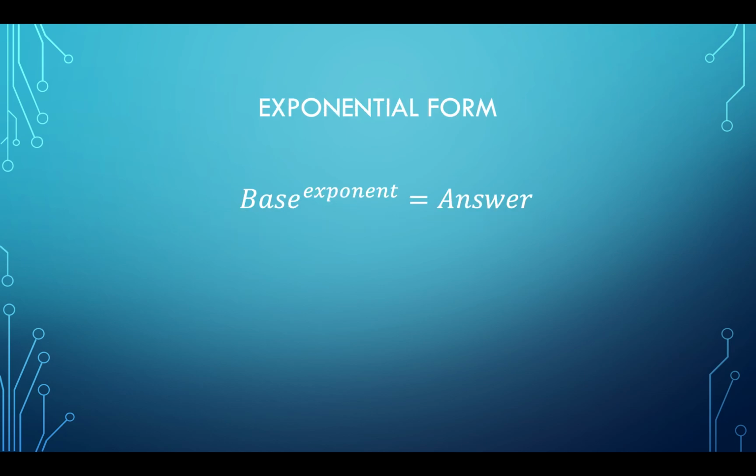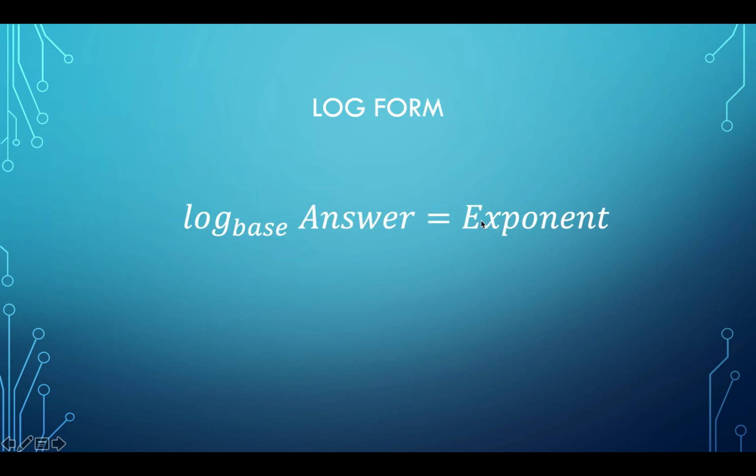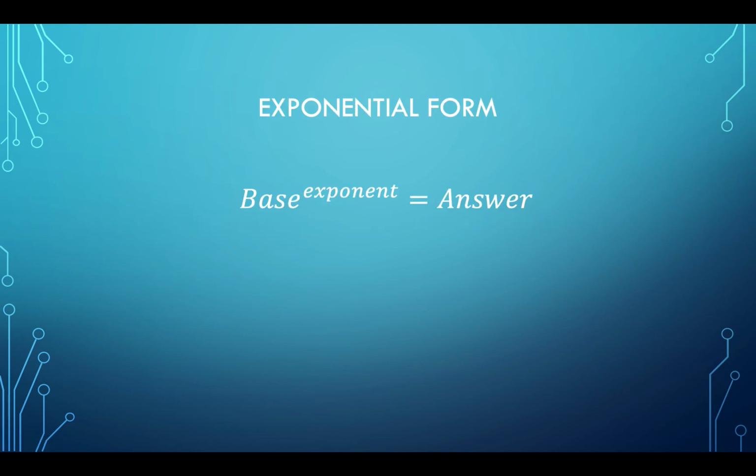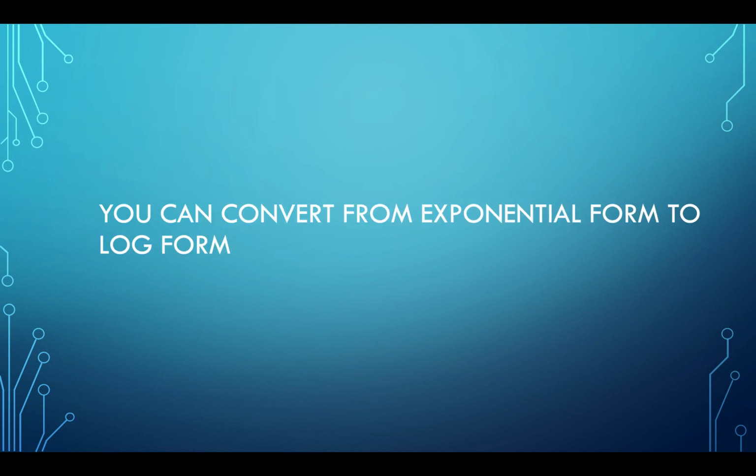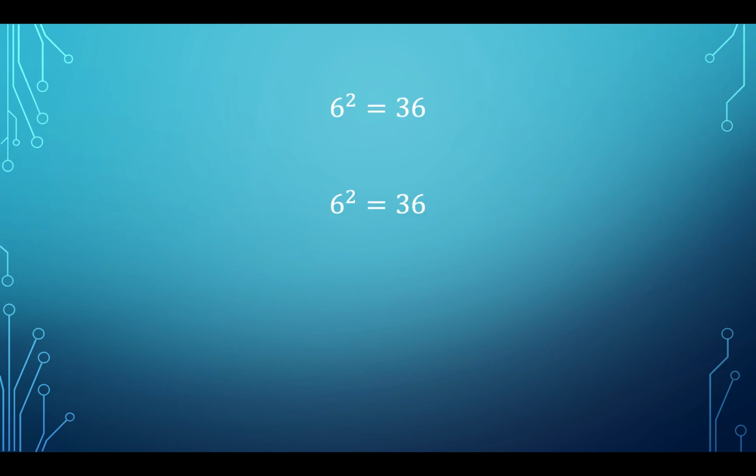In our exponential form, remember we have our base to our exponent is equal to our answer. So back over here when I said base, answer, exponent, this is what I'm referring to, because exponents and logs kind of go hand in hand. So we can convert from exponential form to log form. So let's try this. 6 squared is equal to 36. We already know that. So this 6 is our base, this 2 is our exponent, and this 36 is our answer.